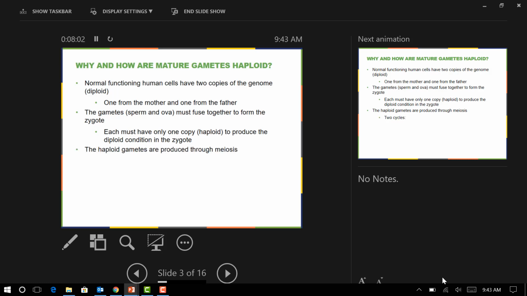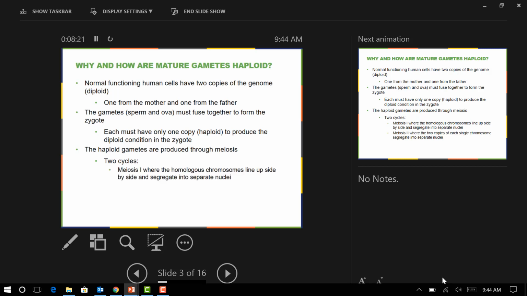This process is done through what's called meiosis. The human strategy is to cut the amount of DNA in half prior to fertilization. Meiosis takes place in 2 cycles. The first cycle is called meiosis 1. Here, the homologous chromosomes, the one that came from the mother and the one that came from the father, line up side by side during meiosis 1 and then are segregated into 2 separate nuclei.